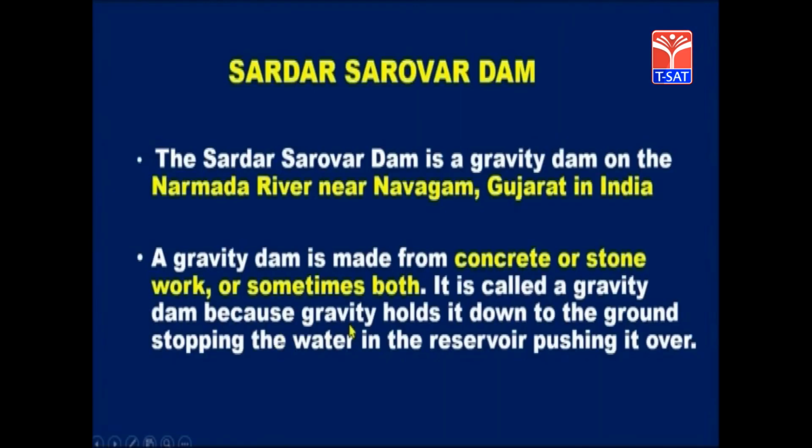It is called a gravity dam because gravity holds it down to the ground, stopping the water in the reservoir from pushing it over. So these gravity dams, what do they do? They hold the water to the ground and do not allow it to overflow out of the reservoir. So this is the use of gravity dams.